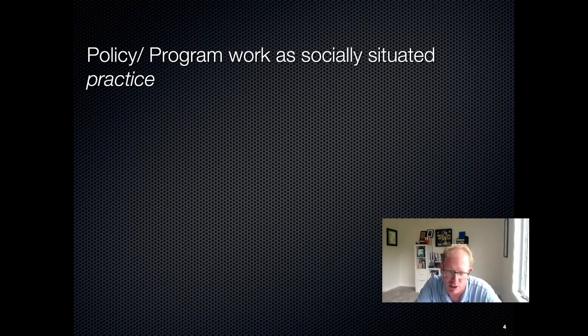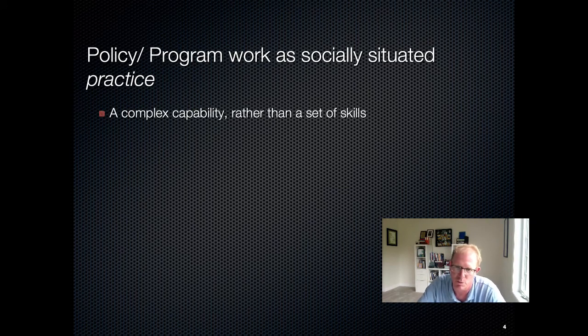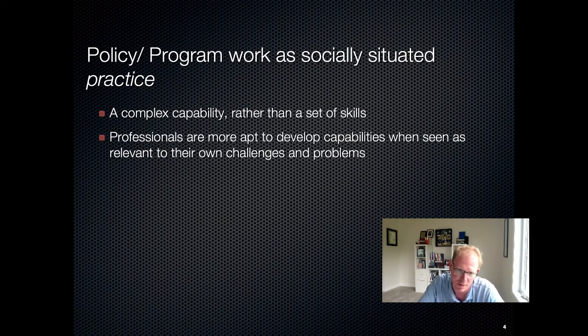So one of the things I want to share with you is my view that policy and program work is a socially situated practice. It's not just a social practice, but it is a socially situated practice. And what's important here is that it's a complex capability. It's not just a discrete set of skills. So you can't do good policy just by having policy skills. It's a complex capability that takes more than that.